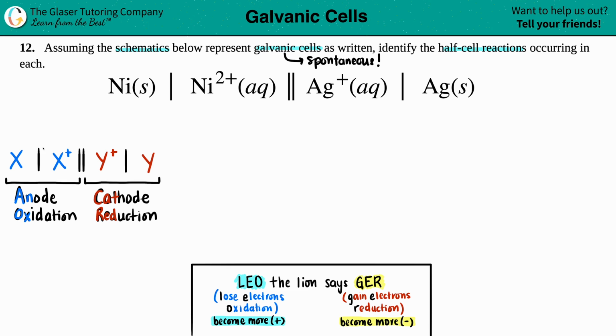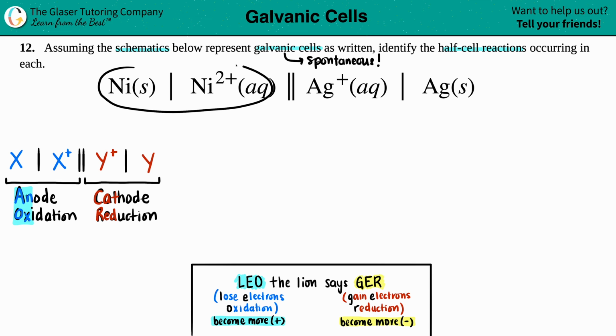Now, just know that the first part of your schematic is always talking about what's going on at the anode. And the anode in a galvanic cell, a spontaneous cell, means that oxidation is occurring. And remember what oxidation means, right? Leo the Lion says grr. Oxidation says that if you lose electrons, you're going to be oxidized. And that just means that you're becoming more positive. And that's why your starting species is going to go to a more positive species.